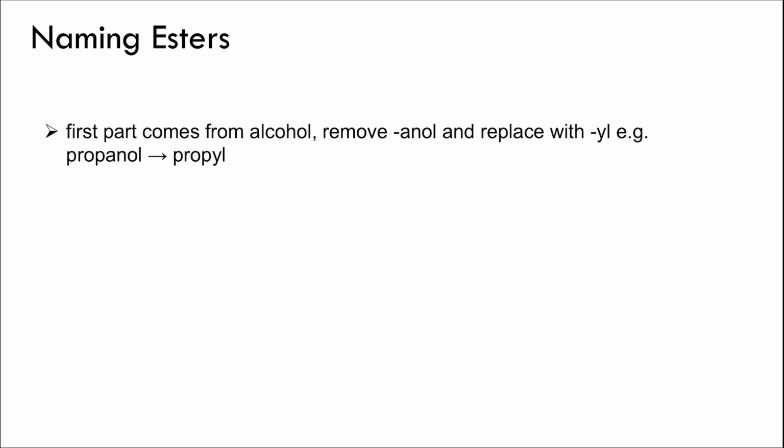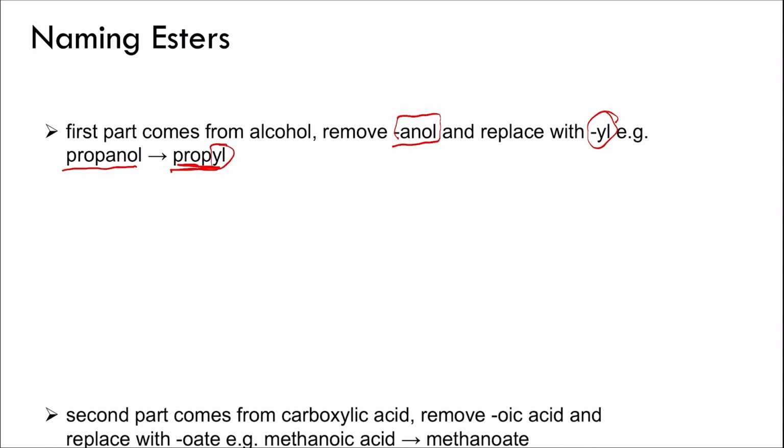How to name esters? The esters will come from an alcohol and a carboxylic acid. So the first part of the ester will refer to the alcohol part of the molecule. So when you write the alcohol part from the molecule, you remove the "-anol" from the alcohol name and replace it with "-yl". So if you have propanol as the alcohol that formed the ester, then you remove "-anol" and you replace it with propyl.